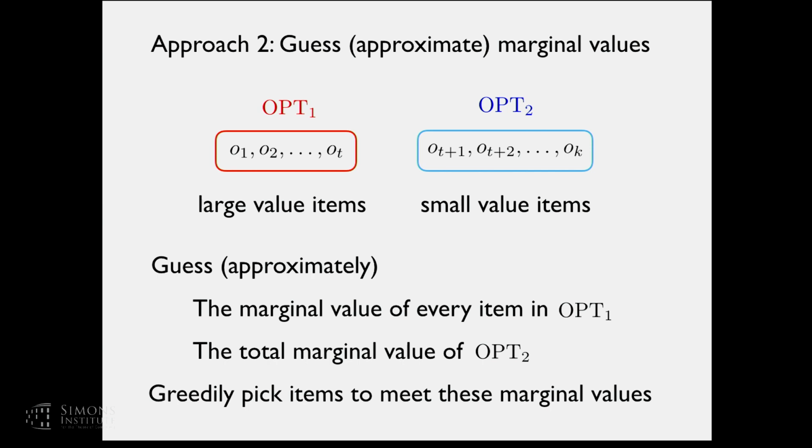And of course, there will be the rest of the items, and there are way too many of them. For those, we can no longer afford to guess their marginal gain, but what we can guess is their total marginal value on top of opt1. So if we guess this, then we can try to use an approach similar to the classical knapsack, where we are greedily picking items in order to achieve these marginal gains.